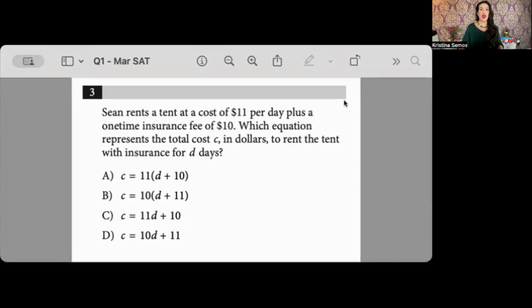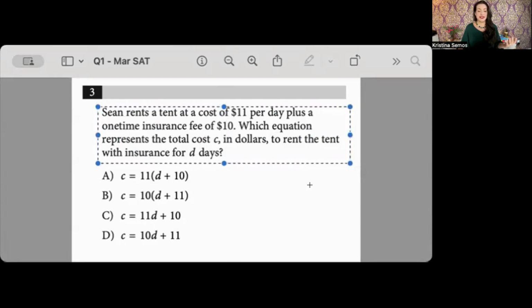So let me show you an example of what I mean. Okay, this is a perfect example of the type of question I'm talking about. And the thing is, it doesn't even need to be super hard. You'll probably see easies, mediums, and maybe a hard at this level, okay? So let's read. Sean rents a tent at a cost of $11 per day plus a one-time insurance fee of $10. Which equation represents the total cost C in dollars to rent the tent with insurance for D days?